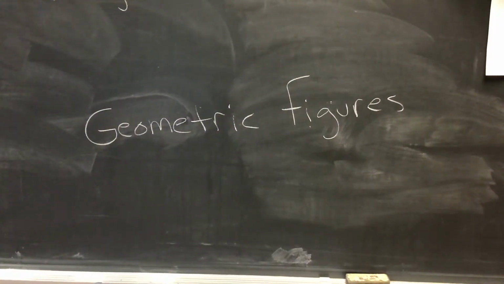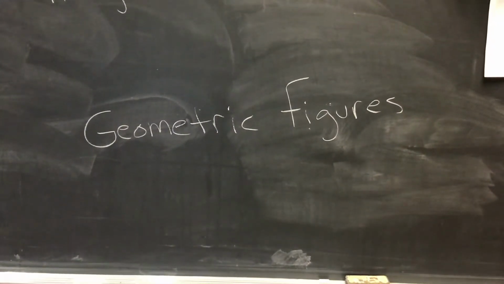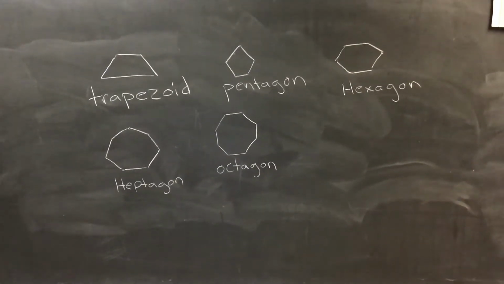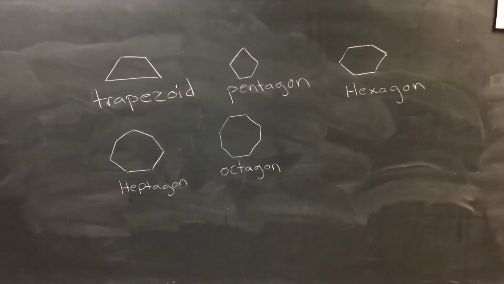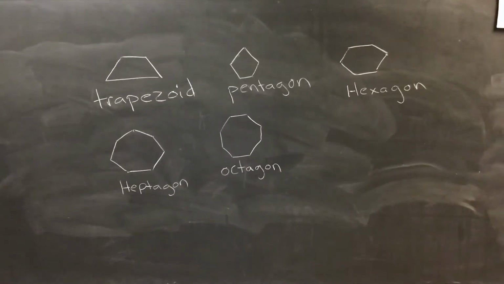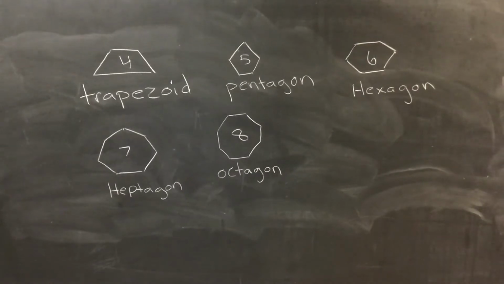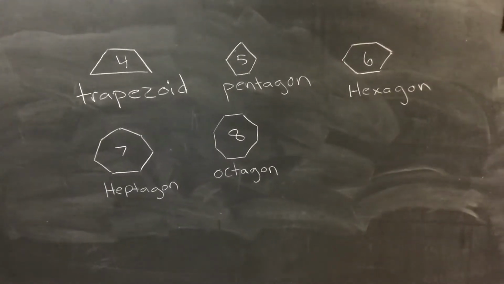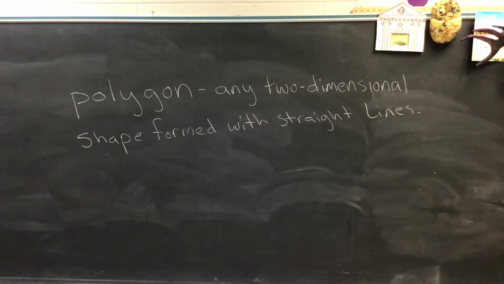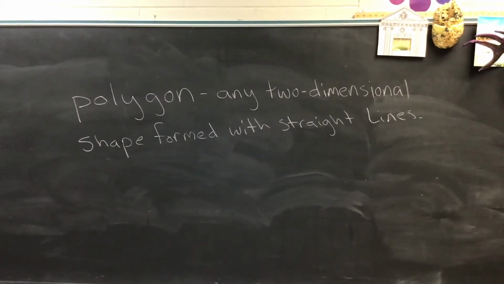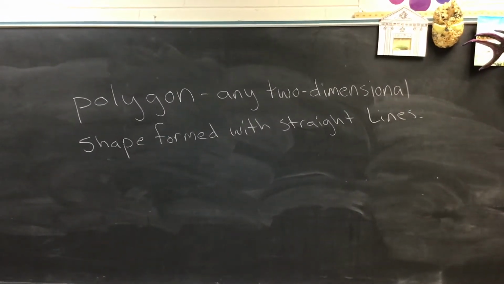Basic shapes are also known as geometric figures. Here are some examples of other geometric figures that we're not going to practice with today. I wrote the number of sides each one has in the center of each shape. Basic shapes are also called polygons. That means any two-dimensional shape formed with straight lines.